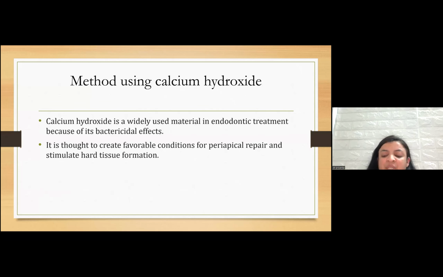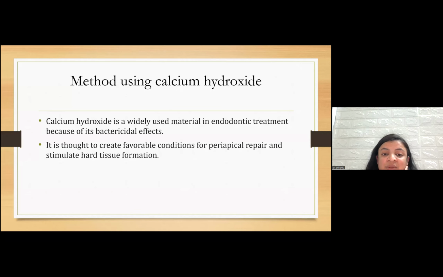Now, when I place calcium hydroxide as an intracanal medicament, how will I place it? First of all, I'll open up the access. You can use two methods. There is a calcium hydroxide delivering tip, which you can use. And second, you can use your GP point to put calcium hydroxide in the canal.